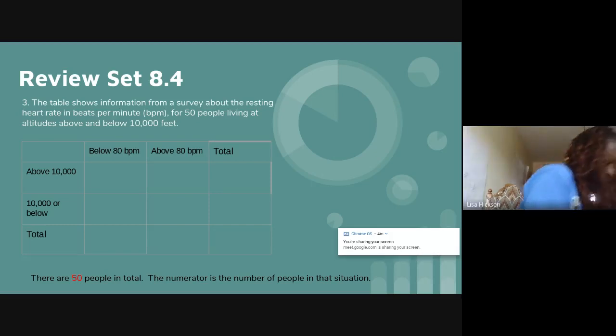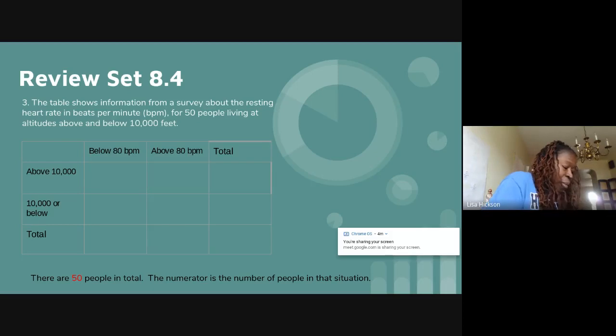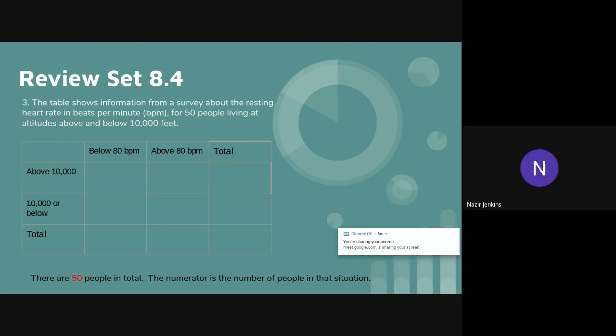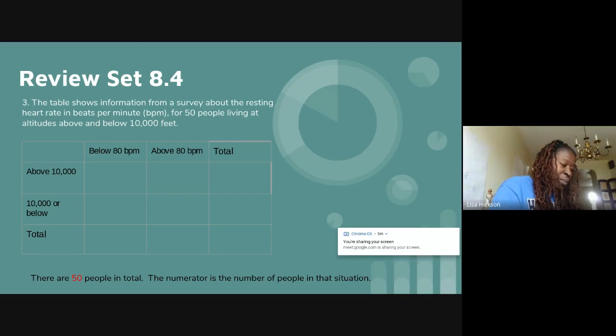So what happened? Or any number. What does 16 represent? What does 19 represent? What does the 19 in the second row, third column mean versus the 19 in the third row, second column? Above and below. All right, above, right. So above and below. So the 3 represents the people whose heart rate is below 80 beats per minute, but they live above 10,000 feet. Absolutely. Thank you.